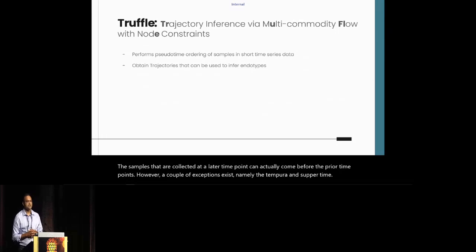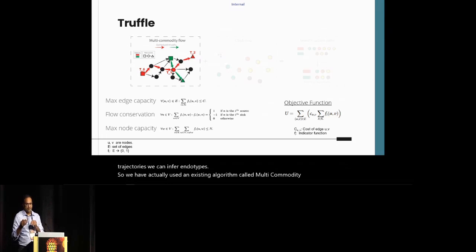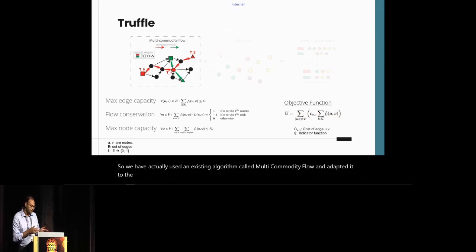So in light of these limitations, we have developed a new algorithm called Truffle, which stands for trajectory inference via multi-commodity flow with node constraints. It performs through-time ordering of samples in short time series data, and by using these trajectories, we can infer endotypes. We have actually used an existing algorithm called multi-commodity flow and adapted it to the time series data.